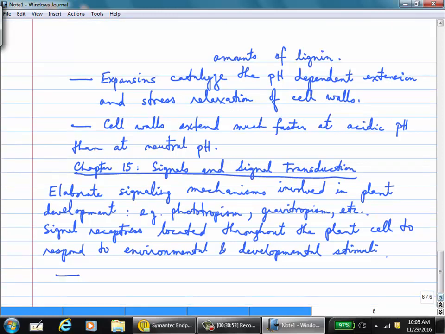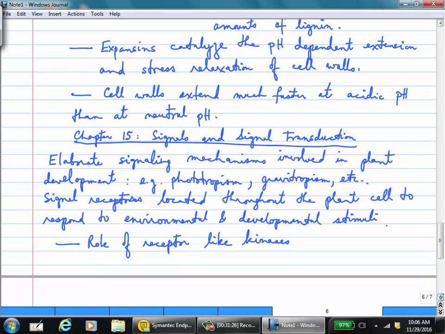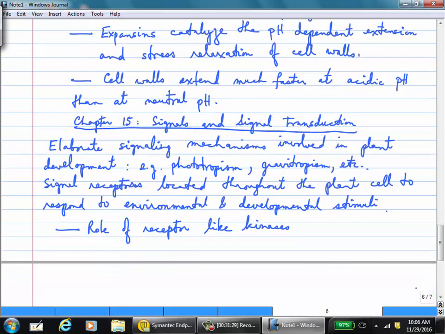Now we have seen in the case of animal cells the role of receptor like kinases. On the cell membrane, you have a receptor, some molecule comes and binds, that produces signaling inside. We've talked about the MAP kinase pathway, then we talked about how breakdown in that signaling can lead to cancer and so on. So in the case of plants also you have these receptor like kinases. So role of receptor like kinases. Again, what does the kinase do? Adds a phosphate group. Yeah, phosphatase will take off a phosphate group.